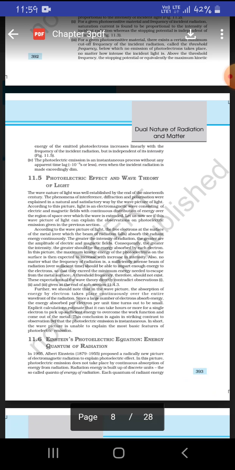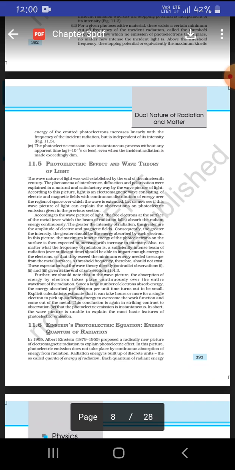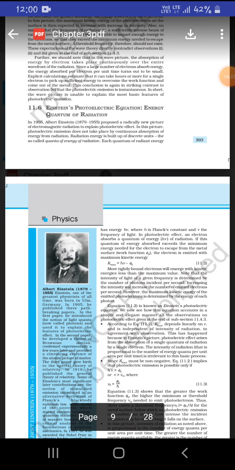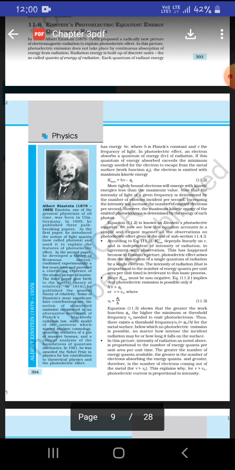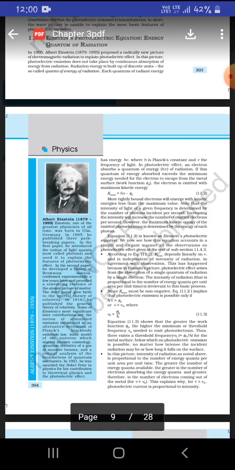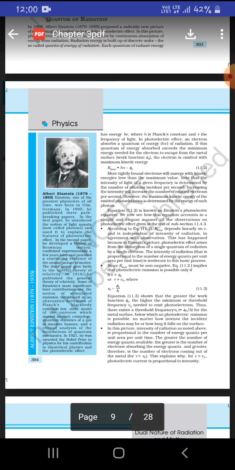So next is Einstein's photoelectric theory, the energy quantum of radiation. It is hv, where h is Planck's constant and v is the frequency of the light. In the photoelectric effect, an electron absorbs a quantum of energy hv of radiation. The quantum of energy you have learnt in your 11th standard. And Kmax = hv − φ0.